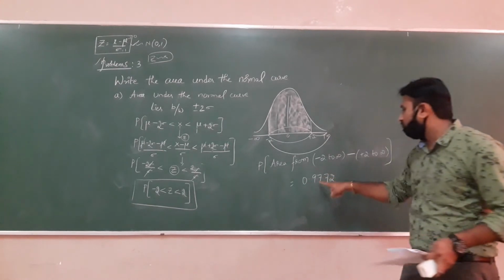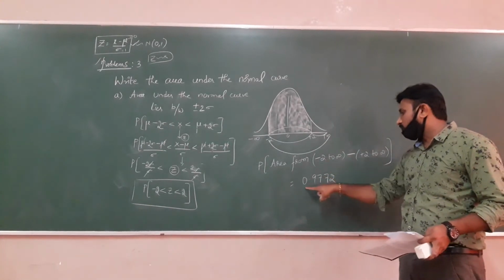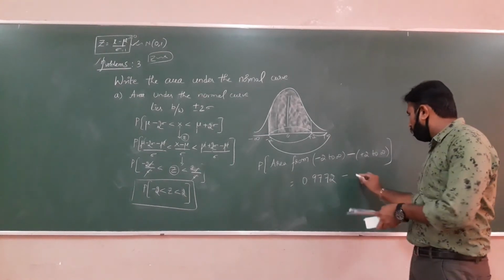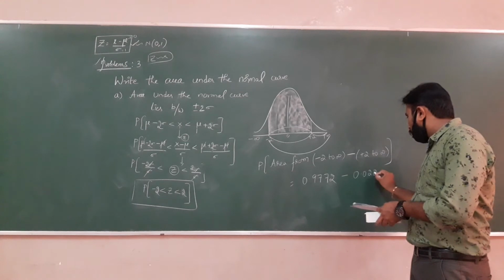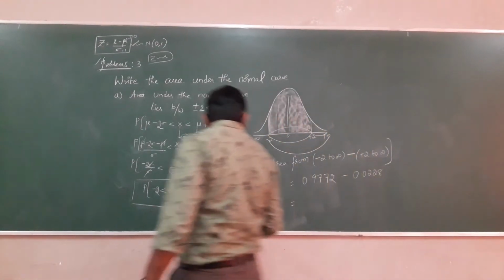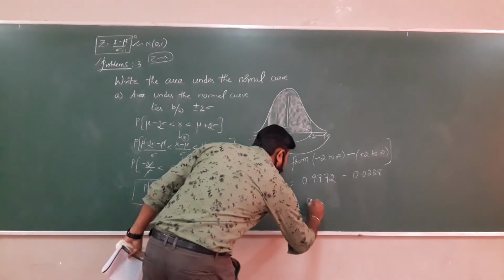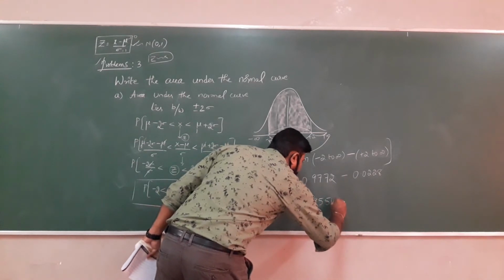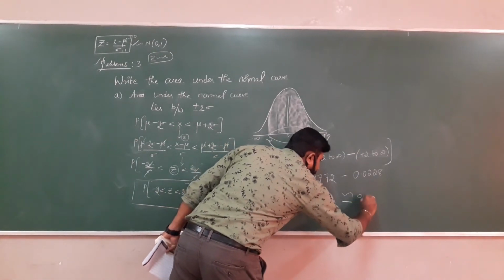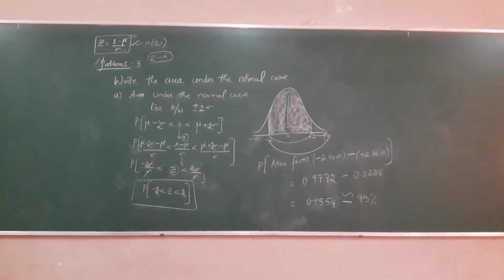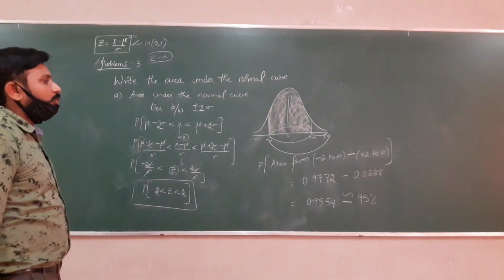Minus 2 to infinity is 0.9772. Minus 2 to infinity is minus 2 at 0, that is 0.9772, minus plus 2 to infinity, what's the value? 0.0228. Now after subtracting, what is the value you will be getting? 0.9554. In terms of percentages, if you convert, 95% region is covered, lies between minus 2 to plus 2.